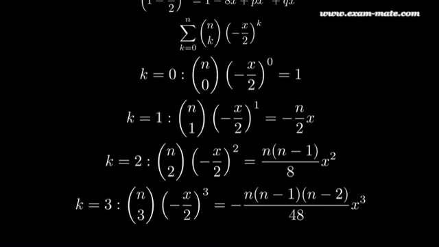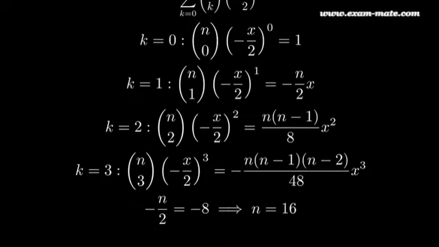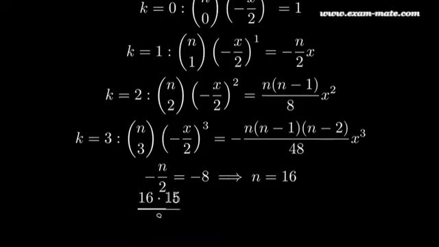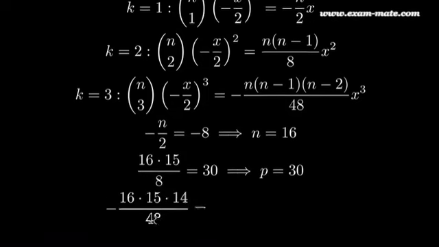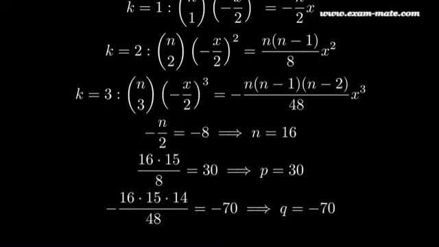Now we can compare coefficients. From the x term, we get that negative n over 2 equals negative 8. So n must be 16. Using n equals 16, we can find p from the x squared term. This gives us p equals 30. And finally, we can find q from the x cubed term, giving us q equals negative 70.